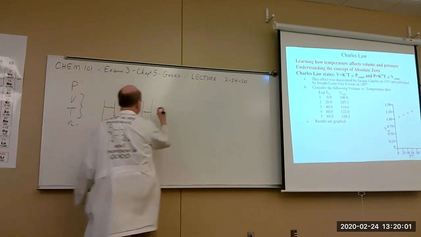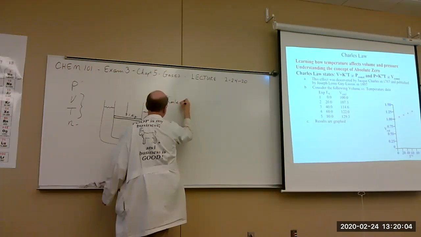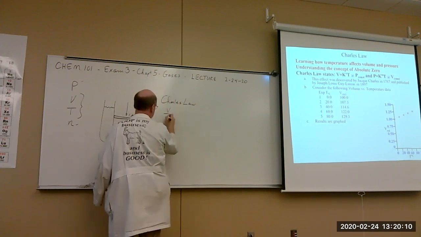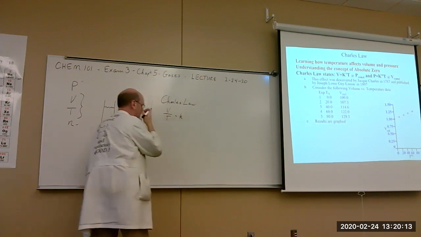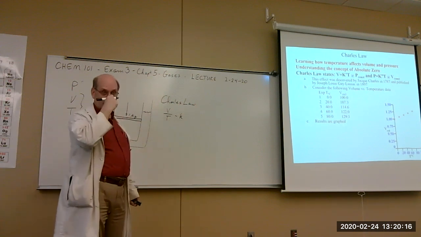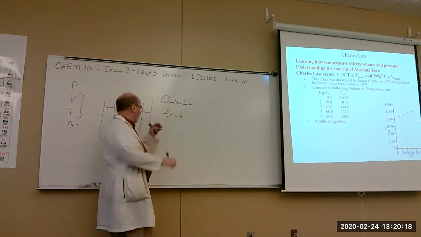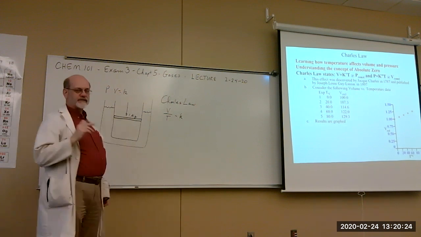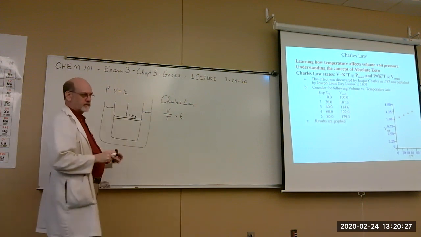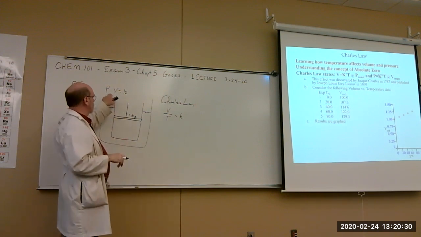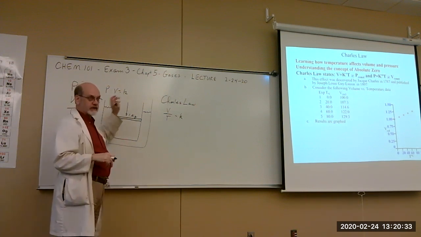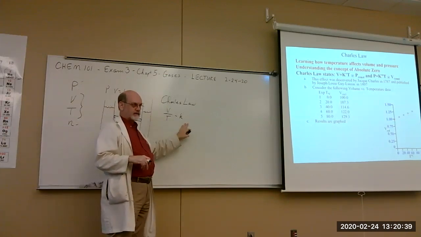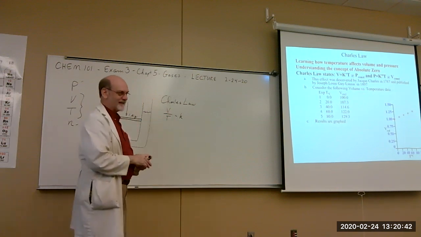So Charles' law is volume over temperature equals a constant. And that's characteristic. Before, with Boyle's, if you see P times V equals a constant, that's an indirect proportion, or inverse proportion, excuse me. Inverse proportion is when the variables multiplied by each other equal a constant. That's inverse. If they're a quotient, that's direct. Okay.